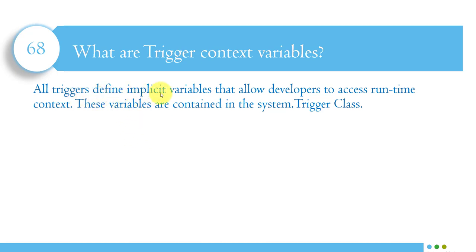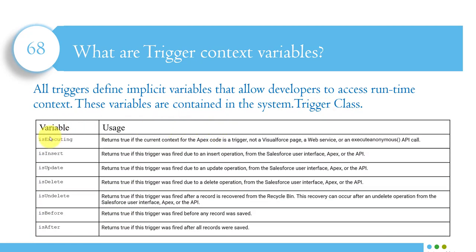So all triggers define implicit variables that allow developers to access runtime context. These variables are contained in the System.Trigger class, so this is available only in a trigger. These are a few context variables: isInsert, isUpdate, isDelete, isUndelete, isBefore, isAfter. There is one more thing called isExecuting. isExecuting returns true if the current context of the Apex code is a trigger, not a Visualforce page, a web service, or an execute anonymous call. So if you want to find out whether the context is a trigger, we can use isExecuting.